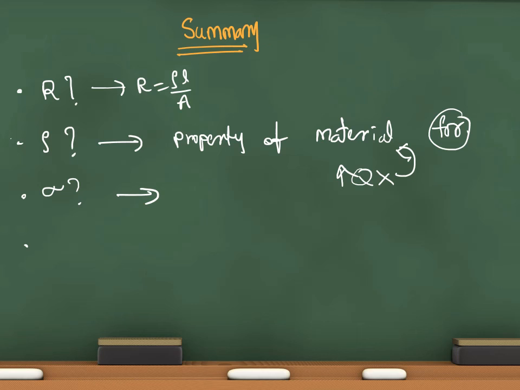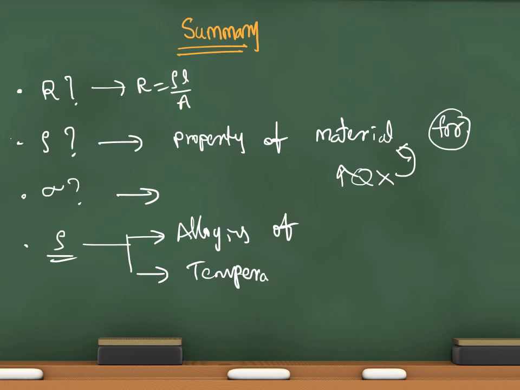And what are all the factors affecting the resistivity of the material? It is free charge, alloying of materials, and temperature effect. These in turn will affect the resistance. As they affect the resistivity, resistance will also be affected due to the alloying of the conductors and temperature effect. These are the things discussed in this lecture.